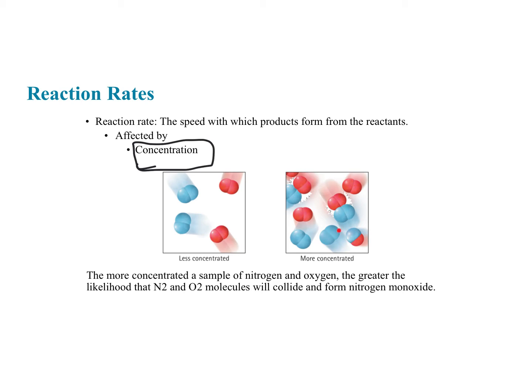Whereas if I have a lot more molecules in the box, in other words, it's much more concentrated, they're going to bump into each other much more frequently. There are going to be more opportunities for that chemical reaction to occur, and that means that the reaction is going to occur more quickly. So the result of this is more concentration means faster chemical reactions.